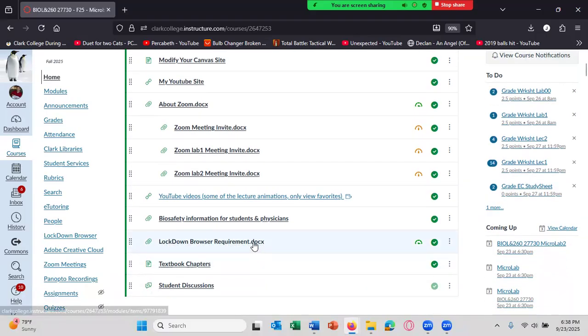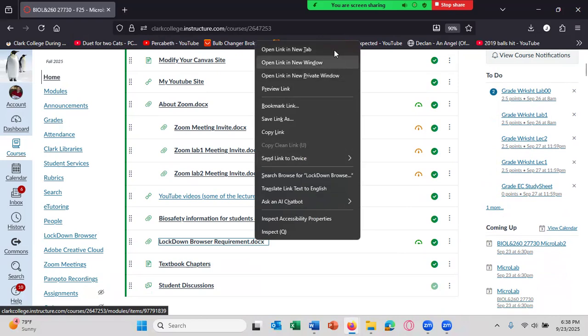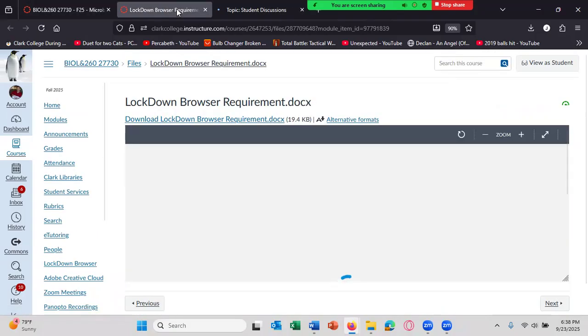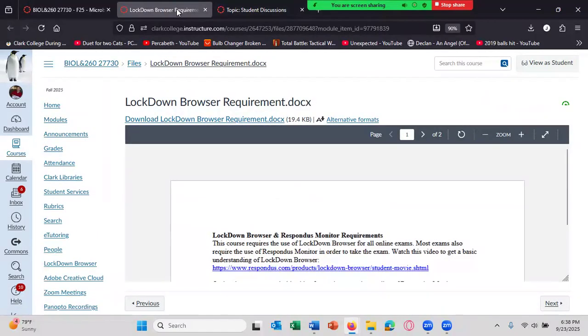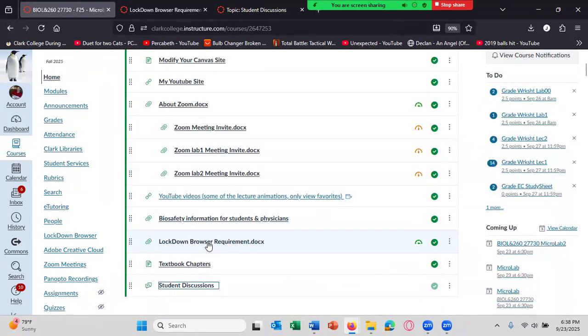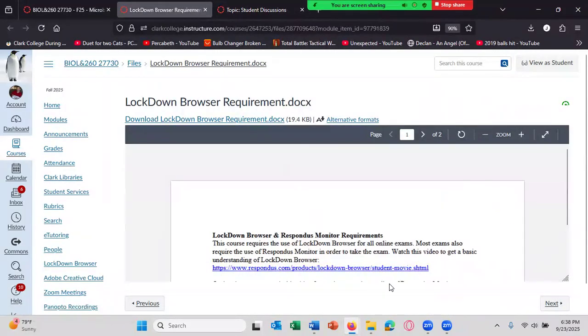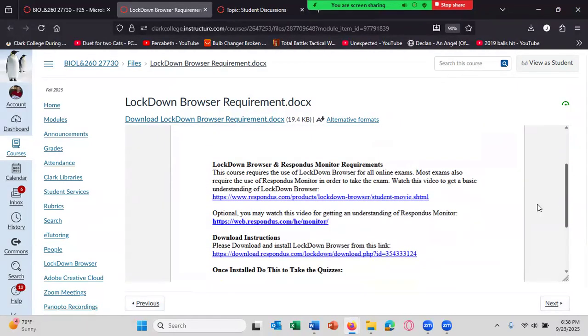Let's talk a little bit about the lockdown browser requirements and student discussions. In order to take the quizzes in this class, you will need a Respondus Lockdown Browser and Respondus Monitor, and you can get them by coming to this file here, Lockdown Browser requirement, and then this link here. Oh, wait a minute, that's the video to discuss Lockdown Browser. Nope, that's the get the browser. And then the monitor.